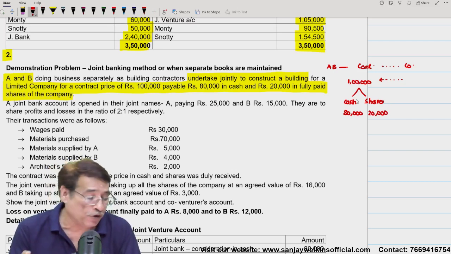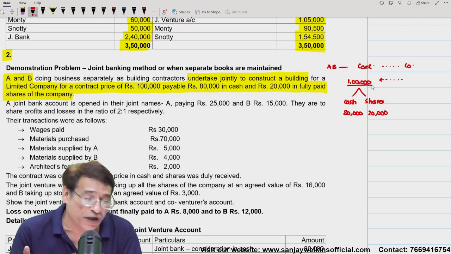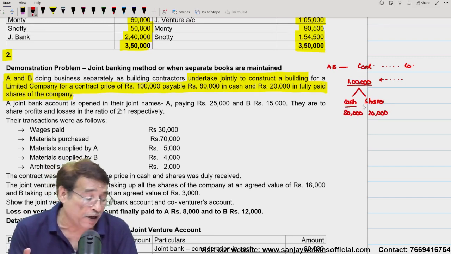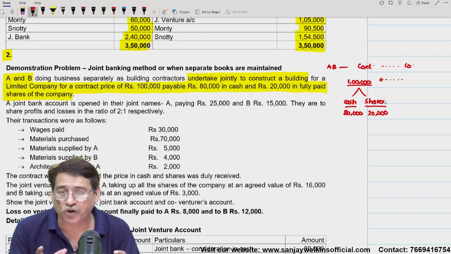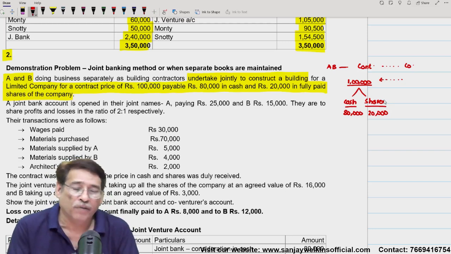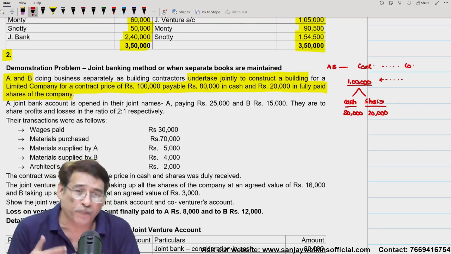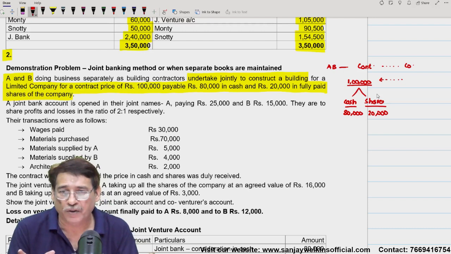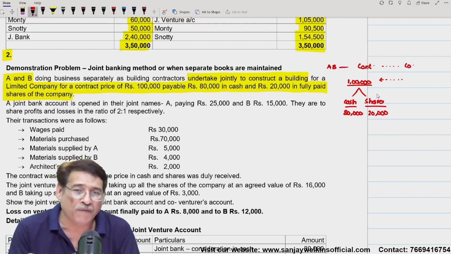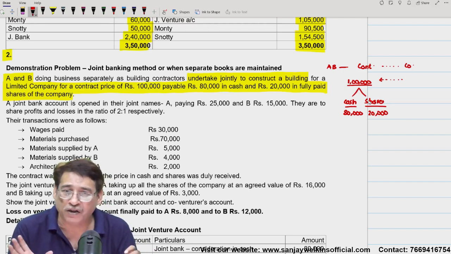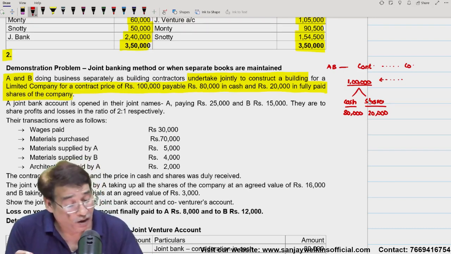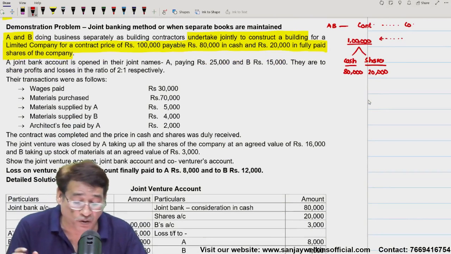Whenever in the question it is given that some portion of the contract price is paid in cash and some portion is paid in shares, under such questions, besides these three accounts, joint venture account, joint co-venturer account, joint bank account, you are supposed to prepare the shares account also. Is it clear to you? So this time I will prepare one additional account in the form of shares account. Is it clear to you or not? Yes, sir. So if it is clear to you, let's go through the question.